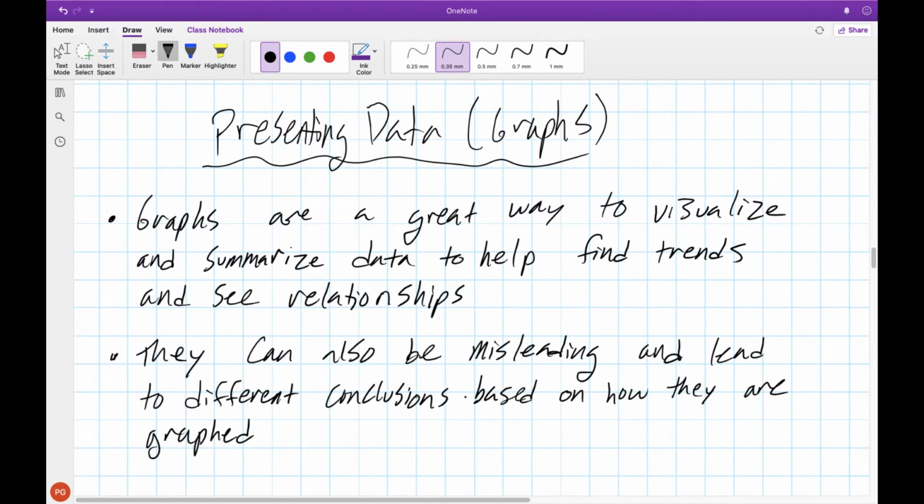However, it's very important to be careful when you're looking at data and different graphs, because the type of graph or the way it's graphed can be misleading. A lot of times when people present data, they can present it in different ways that lead to different conclusions. So depending on how you graph something, you might interpret the data very differently. Let's see some examples of this.